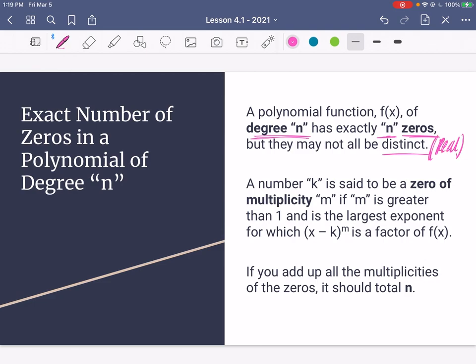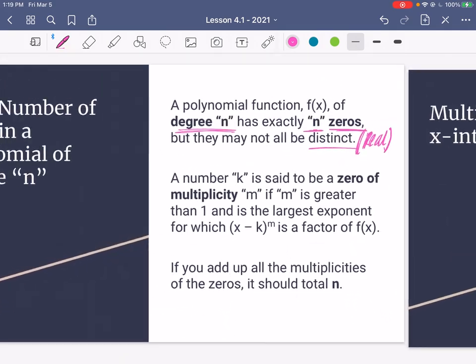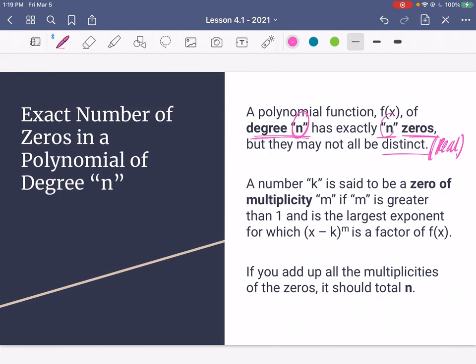They might be imaginary roots or complex roots, but it's going to have exactly the amount of zeros that matches its degree number. Meaning a first degree polynomial is going to have 1 zero and only 1 zero. A second degree polynomial is going to have 2 zeros and only 2 zeros. A third degree polynomial is going to have 3 zeros. And again, that's a combination of real zeros and imaginary ones. So again, we call the real zeros distinct zeros or distinct roots.